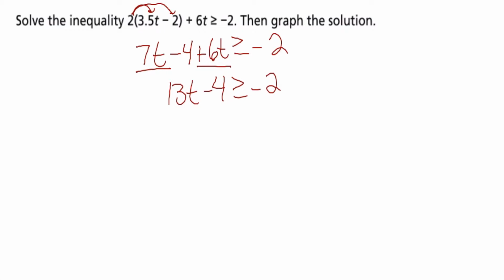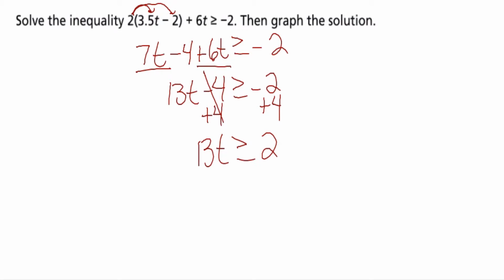So when we start undoing, we have to use the order of operations in reverse. So we have to first undo addition and subtraction. And this -4 is connected through subtraction. So we have to undo it by adding 4 on both sides of the inequality. These two cancel out because that's 0 pairs. We're left with 13t is greater than or equal to a positive 2.